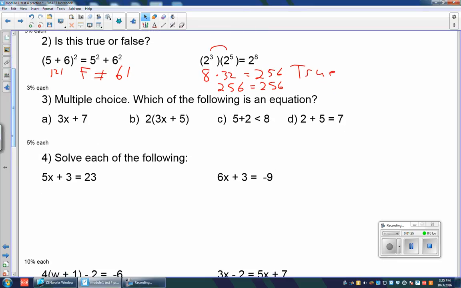Multiple choice. Which of the following is an equation? No equal sign, that's not an equation. No equal sign, that's not an equation. That is an inequality. That is an equation. Sorry, I shouldn't have crossed out the D. I wanted to circle the D.